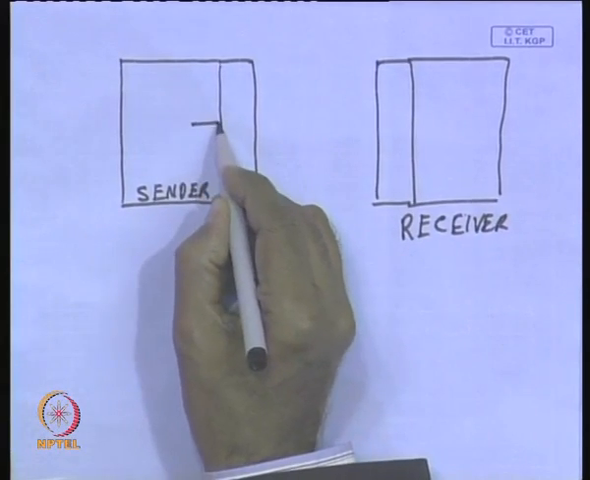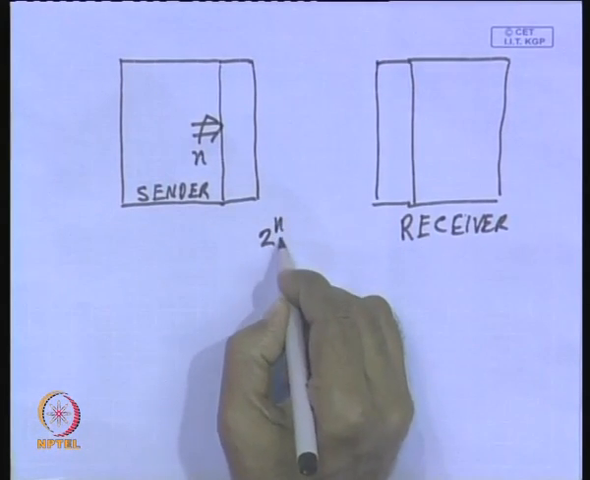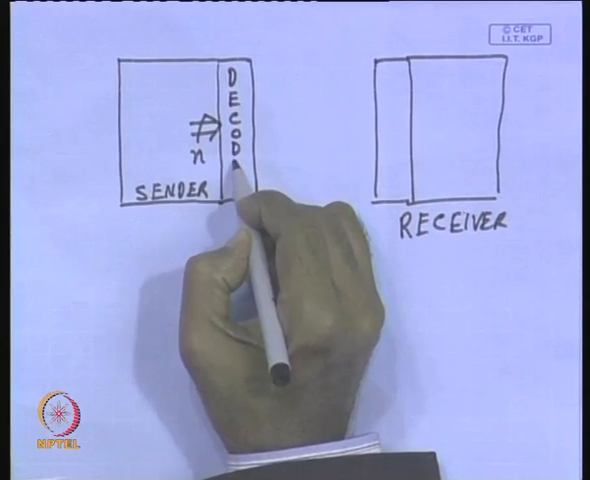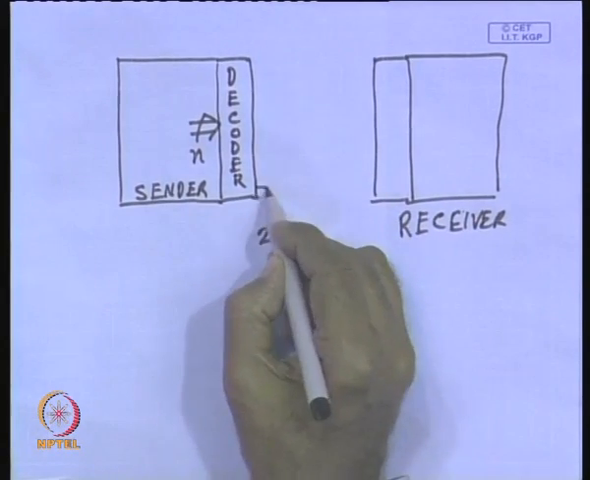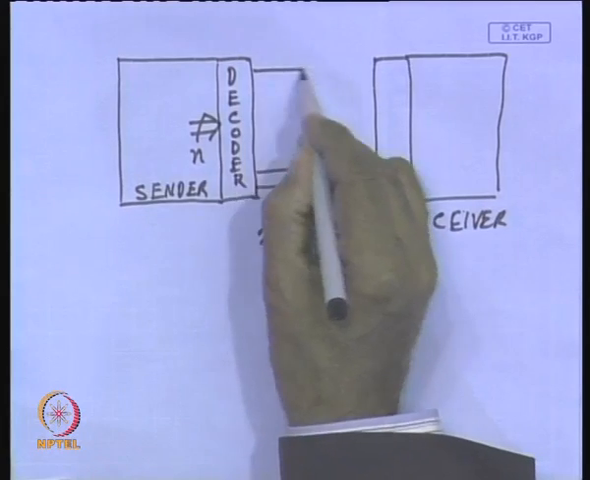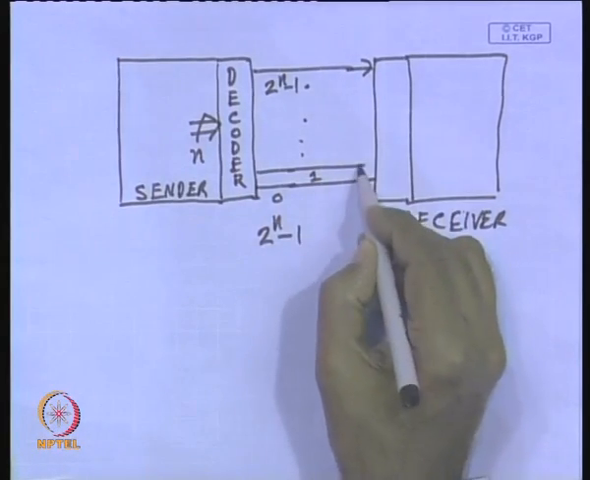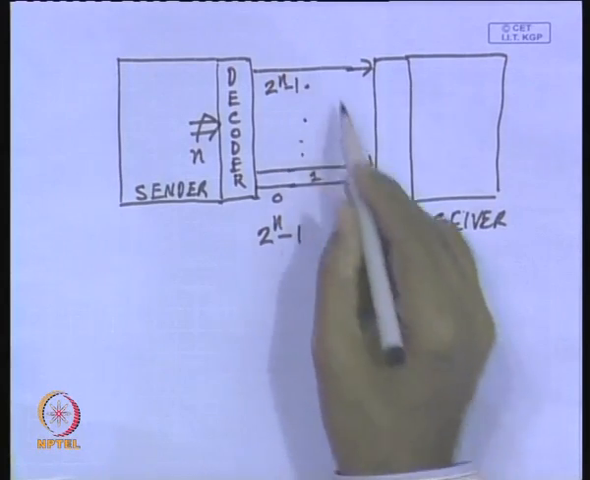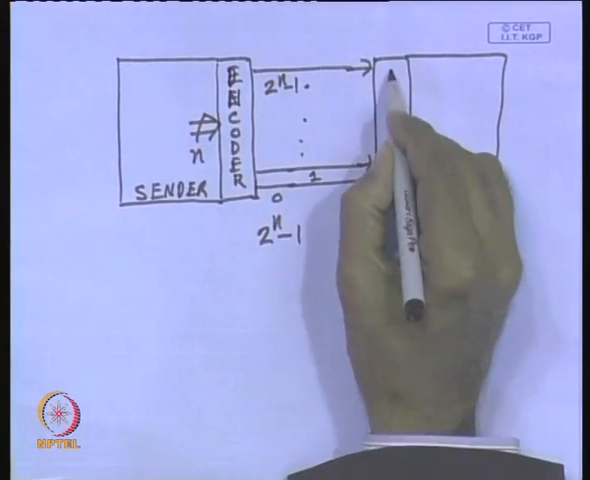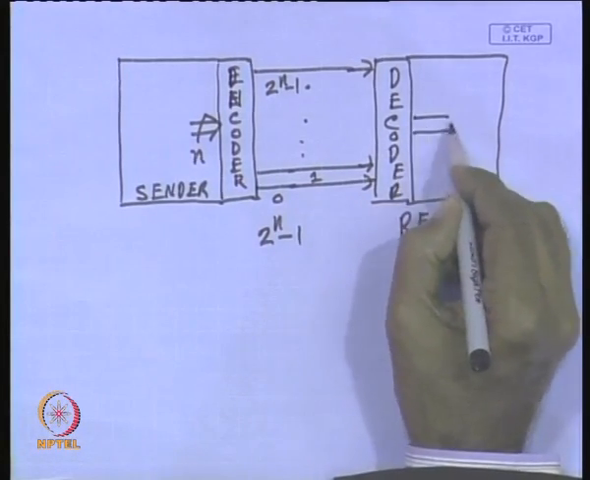In this case, the n bit code that is coming from the sender is converted into 2 to the power n bits after the encoding. That means, the encoder is converting to 0, 1, 1, in this way finally, 2 to the power n. So, you have 2 to the power n lines after encoding, and here it is the decoder. The decoder will convert it back to n bits.